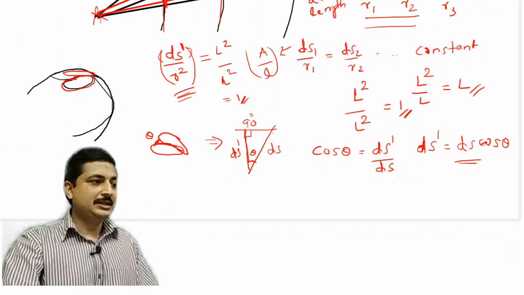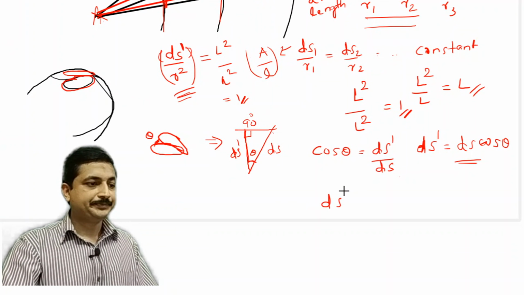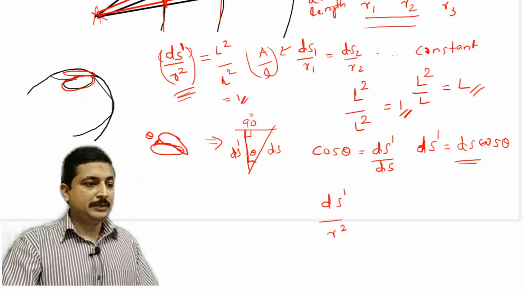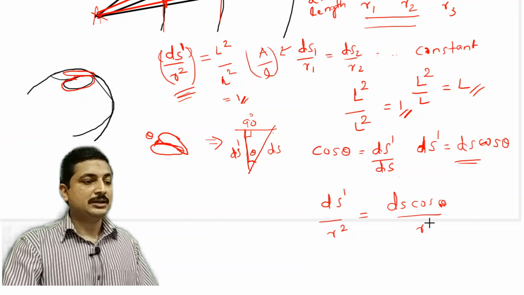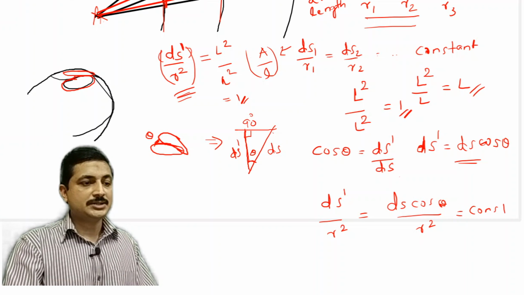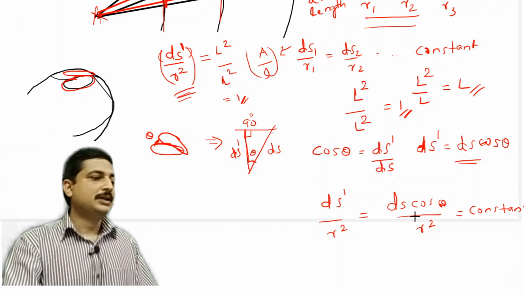So ds dash by r square is nothing but ds cos theta by r square, and this is nothing but a constant. So this is a constant. Now what is this constant?